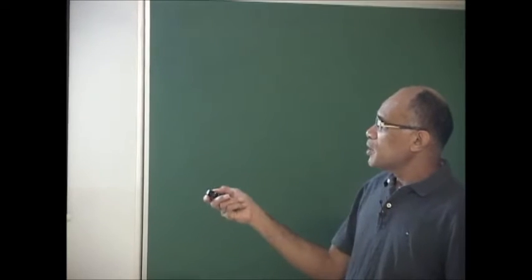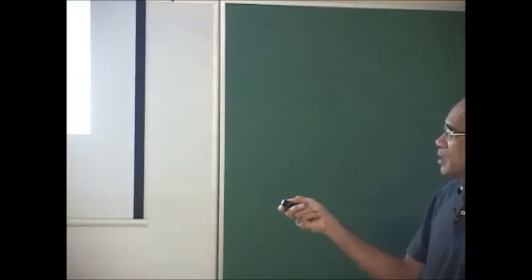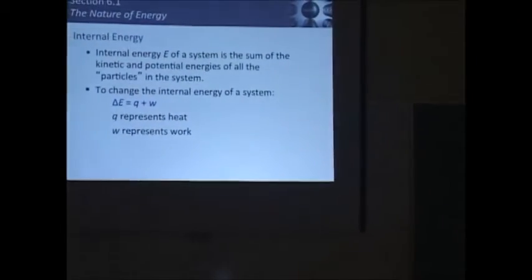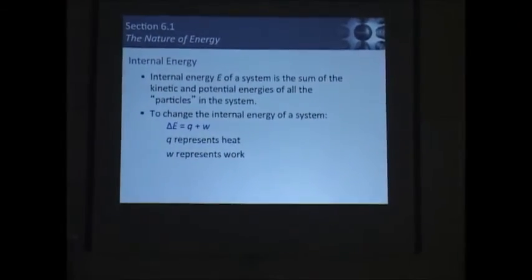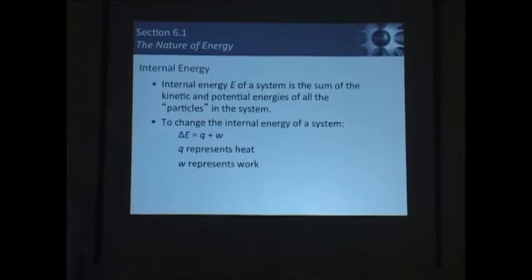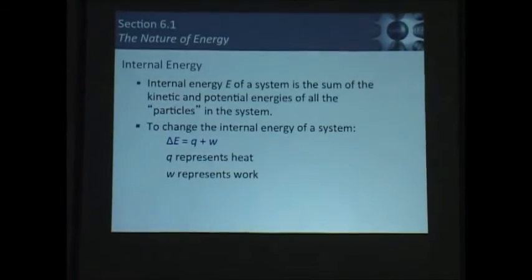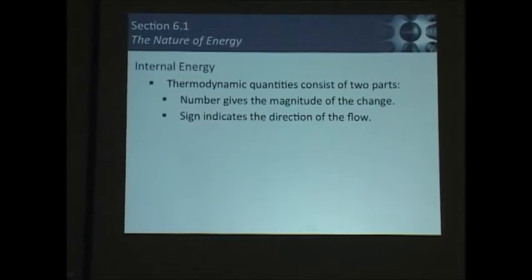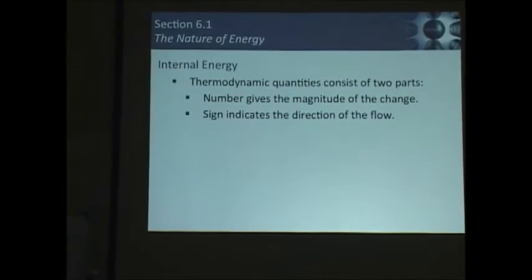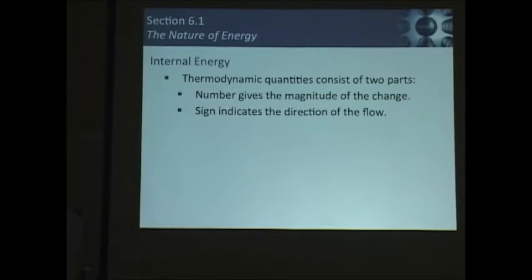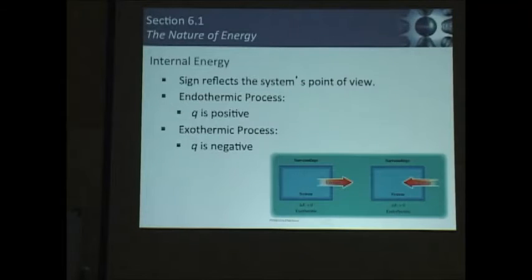I'd like to focus on how we can determine these two quantities, because most of the time we may not be able to measure this internal energy directly. However, you can do that from the work and heat. So in internal energy, the thermodynamic quantities consist of two parts: the number that gives the magnitude of change, and the sign which gives you the direction of flow. I've already highlighted that previously.